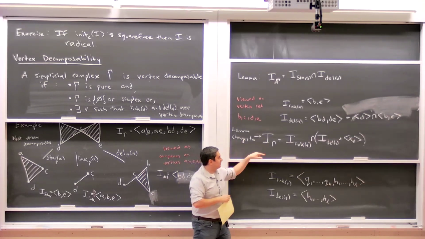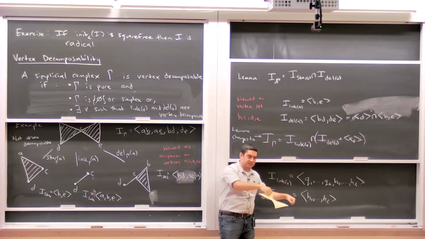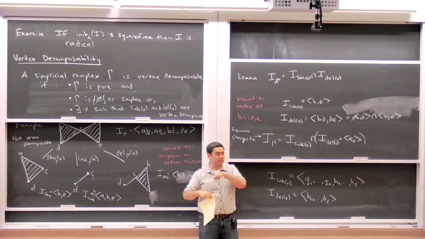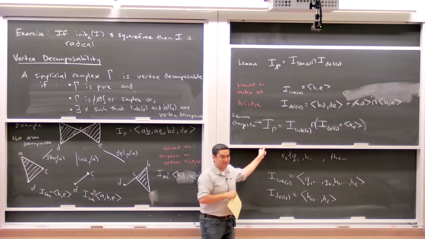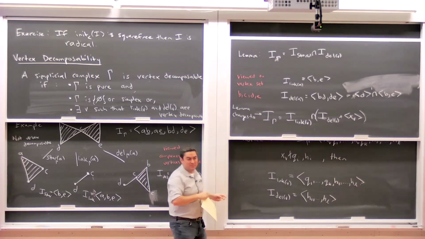If at every step, so it's like you've got the link and deletion, and you're going to continue the process, link and deletion for that, link and deletion for that. Every one of those ideals has to be unmixed. Yeah. If you could choose a vertex such that that works. Yeah. So the hard part is choosing the sequence usually.